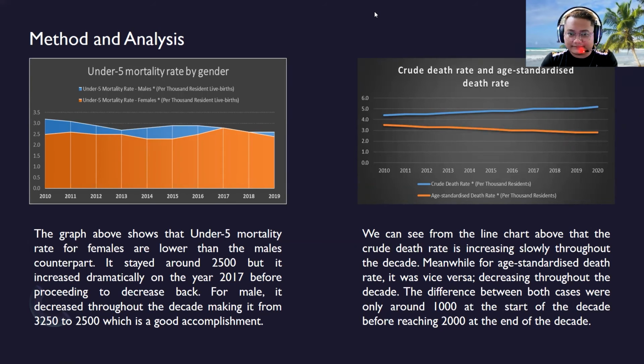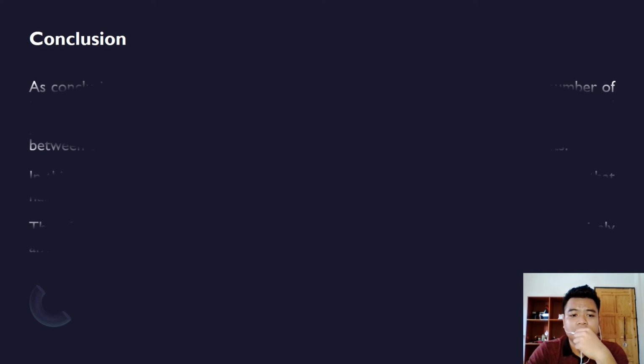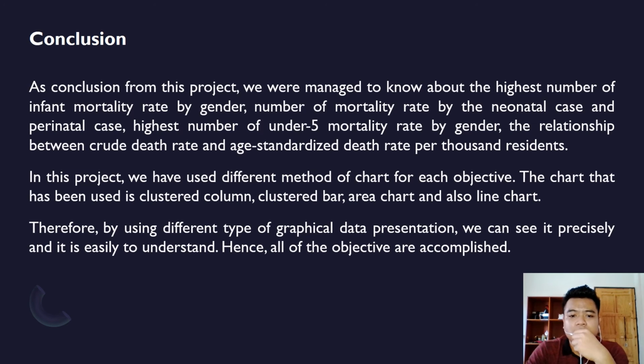Thank you. As for the conclusions, we managed to find out the highest number of infant mortality rate by gender, the number of mortality rate by the neonatal case and perinatal case, the highest number of under 5 mortality rate by gender, and the relationship between crude death rate and age standardized death rate per thousand residents.